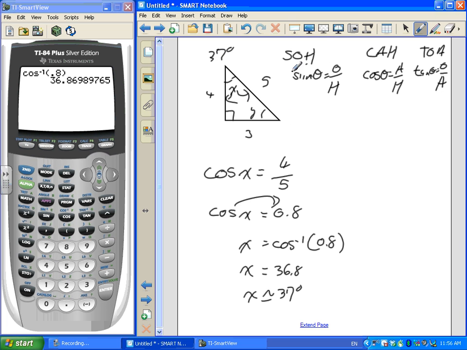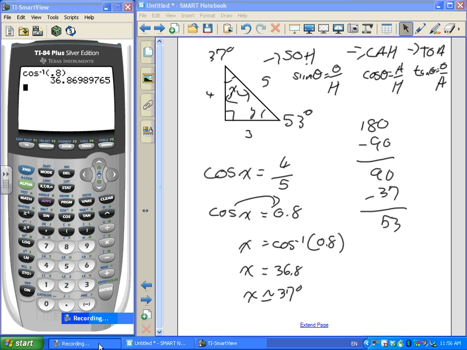I could use any of the SOHCAHTOA to solve for the opposite angle, or I can use the knowledge I have now. I have two of the angles' measurements, and I know a triangle adds up to 180. So if I subtract the 90 degrees, and then I subtract my other angle, which is 37, I end up with 53. So the other angle Y is 53 degrees.